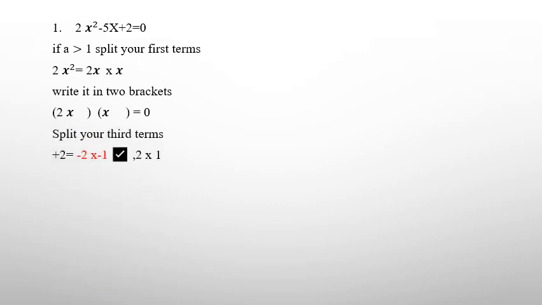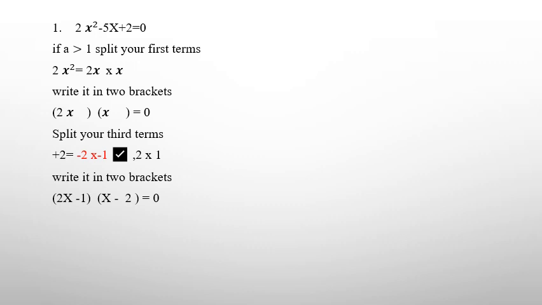So you'll split the third term. What is the third term? Plus 2. If I split it, I will get minus 2 multiplied by minus 1. So in this case, write it in the 2 brackets again. Already I have 2x and x in the brackets. Here I will write minus 1 and minus 2, equal to 0.